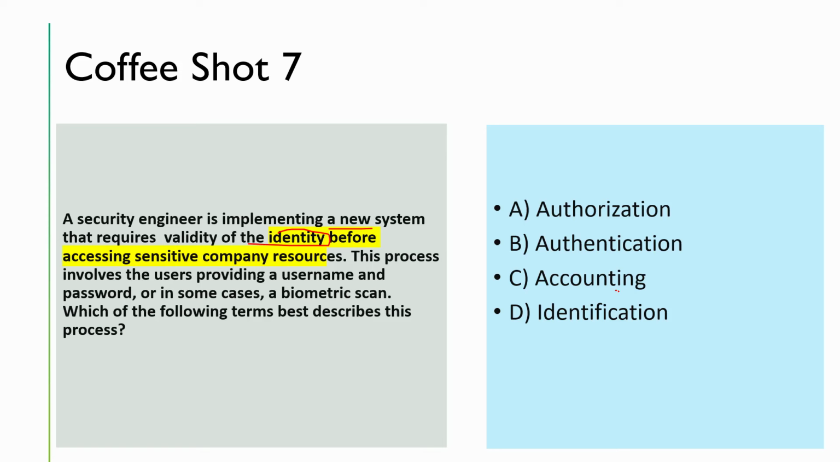Option C is accounting, which is more from a monitoring point of view. D is identification, the ID that you enter. Okay, so D is already done. It means you already said the question requires validity of the identity, so the identity is already presented.